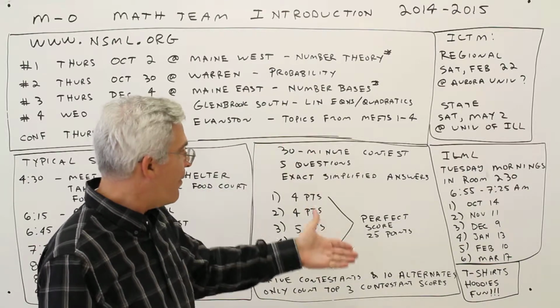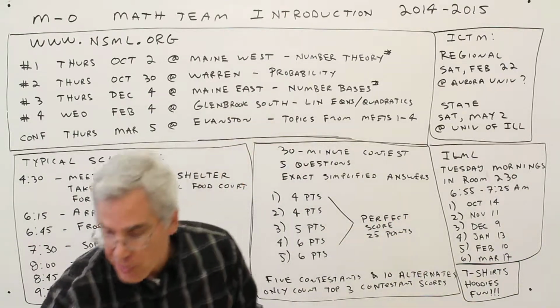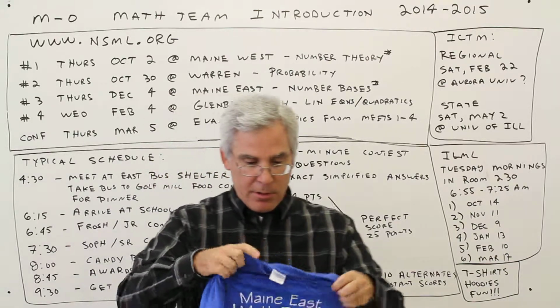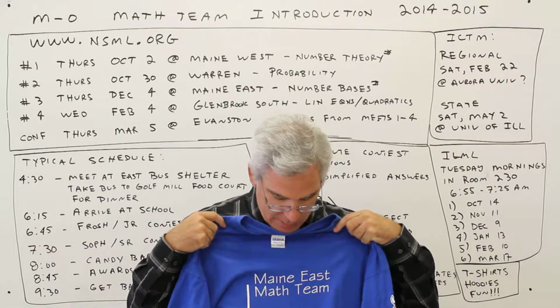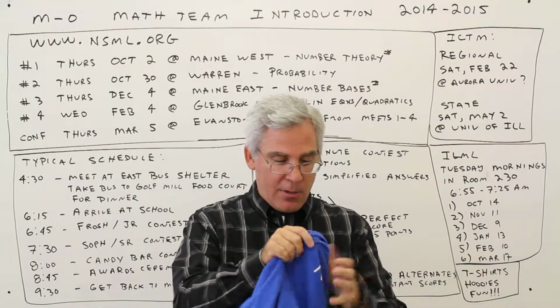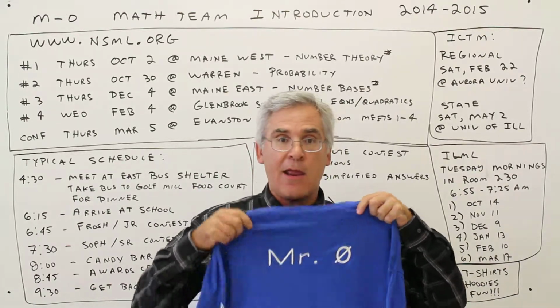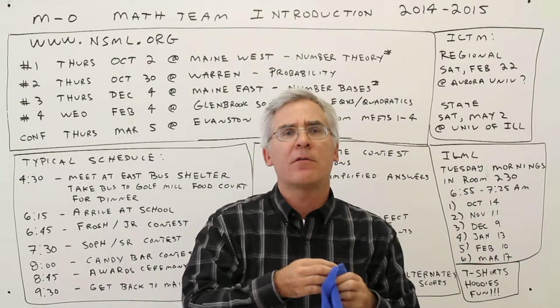In addition to all of that, we've got some T-shirts. Before the first meet, I'll place a T-shirt order. These are what the T-shirts look like. And in the back, you can have a nickname and a number. I believe these are $10.